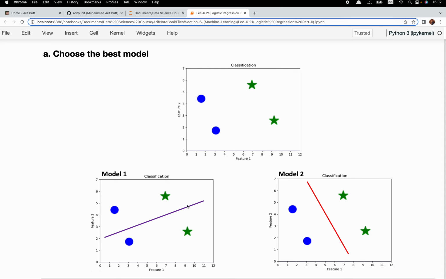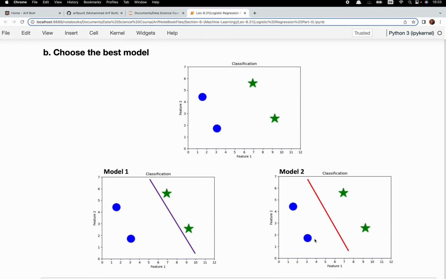Model 1 has a decision boundary shown in purple, and model 2 has a decision boundary shown with a red line. My dear students, if I ask you which is the right model that classifies the data points into 2 classes, of course you will say this right one. That is model 2 with the red decision boundary, where both the green points are in the positive region of this line and both the blue points are in the negative region. Simple. Let me make it a bit complex.